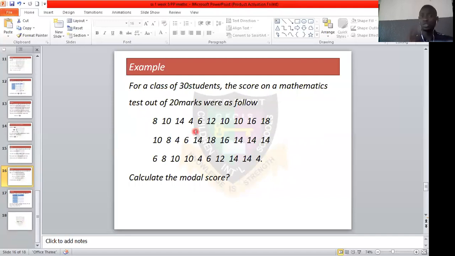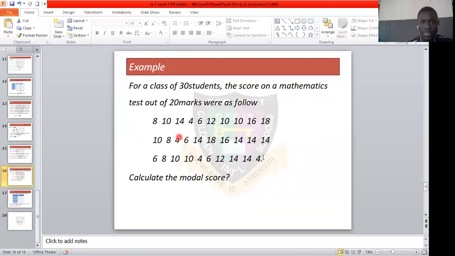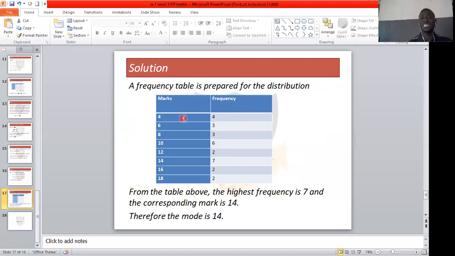Now, in case you don't know how to prepare your frequency table, you can use a tally table. The least number here is 4, and the highest number is 18. The first thing you do here is prepare your first column in ascending order: 4, 6, 8, according to the marks given. So you now start counting.